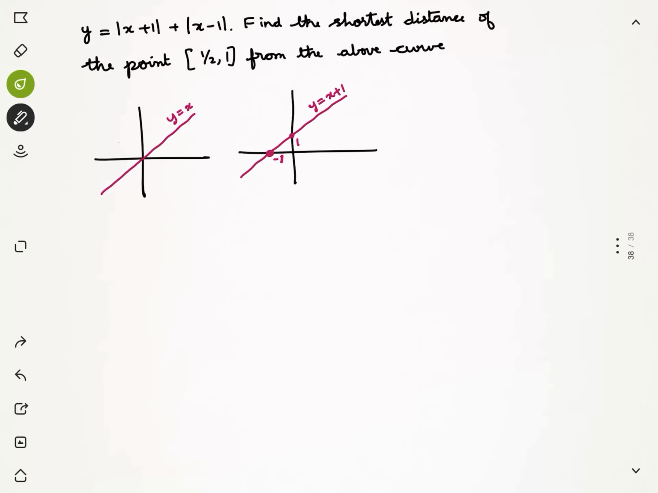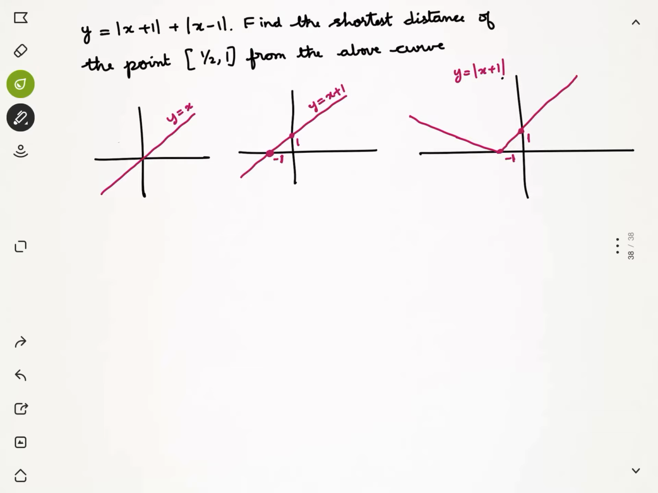Now if I put a mod function on top of this particular curve, whatever is on the negative side gets shifted to the positive side. So this is how the mod of x plus 1 function will look like. Whatever is below the x axis gets reflected to the positive side. That's what the mod function does. It doesn't allow a negative value. Whatever is the negative value, it converts it into a positive value.